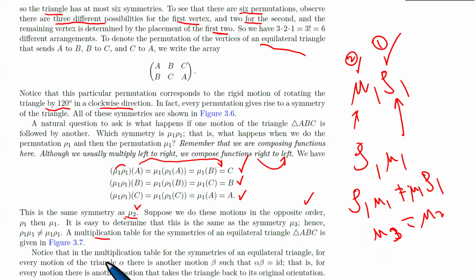Notice that in the multiplication table for the symmetries of an equilateral triangle, for every motion of the triangle alpha, there is another motion beta, such that alpha beta is the identity. That is, for every motion, there is another motion that takes the triangle back to its original orientation. And that obviously becomes the inverse.